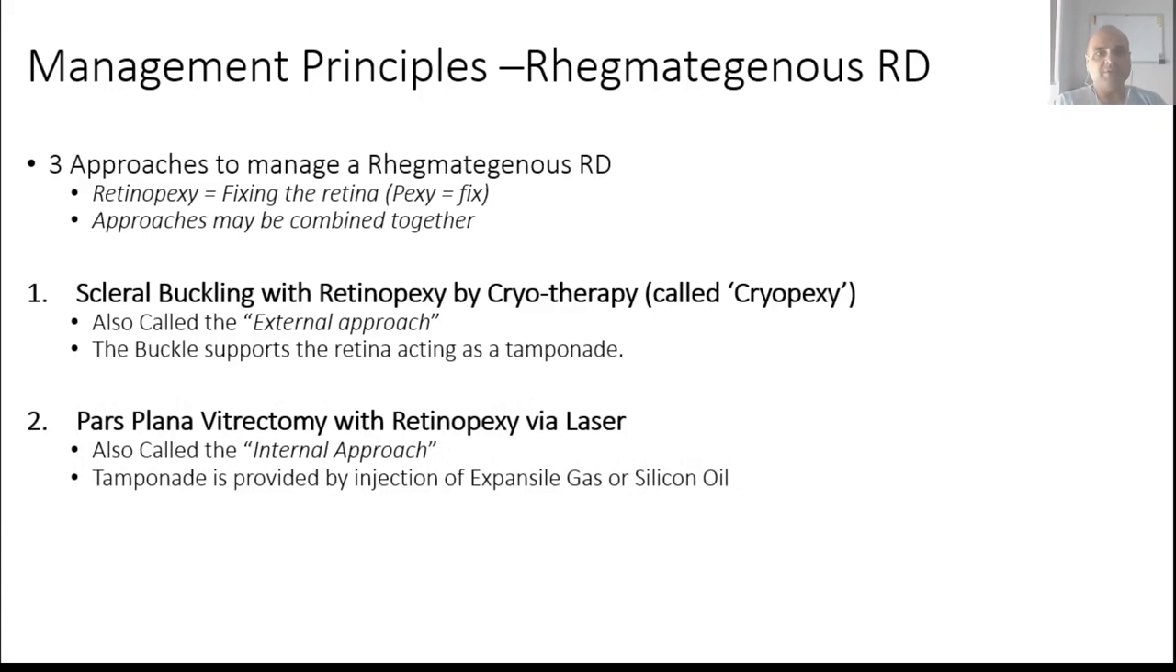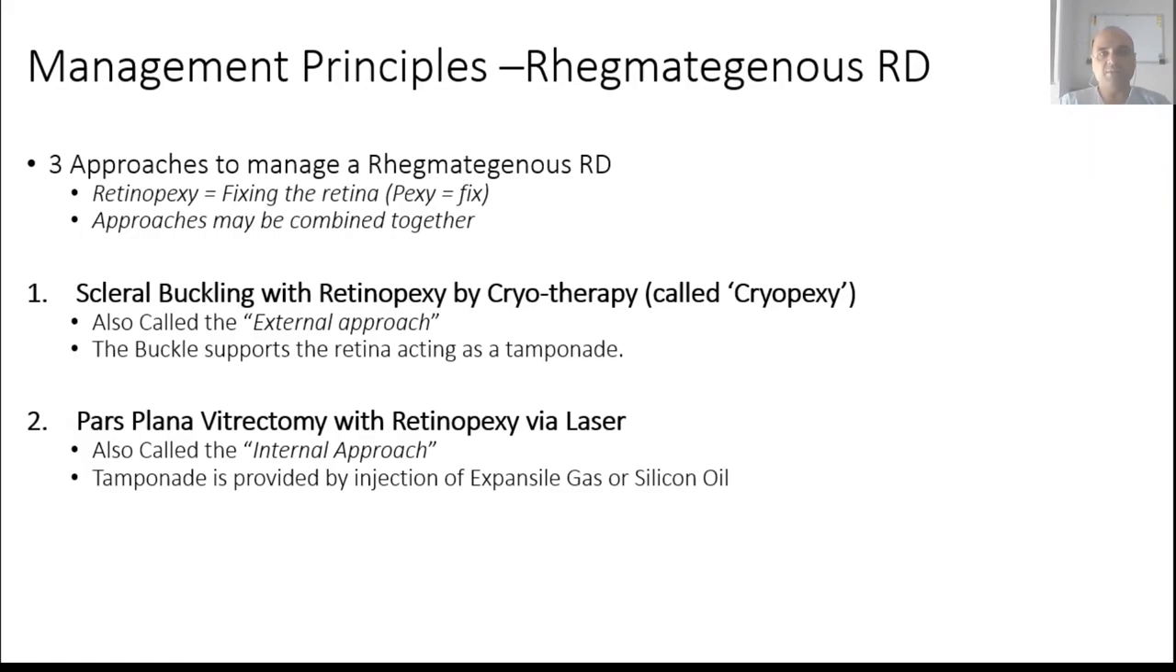The second approach, which is rather newer, it's also very old now, but newer as compared to the buckling procedure, is called pars plana vitrectomy. And now the retinopexy is usually done with laser. This is also called an internal approach because the entire process of repair is done internally from within the eye.